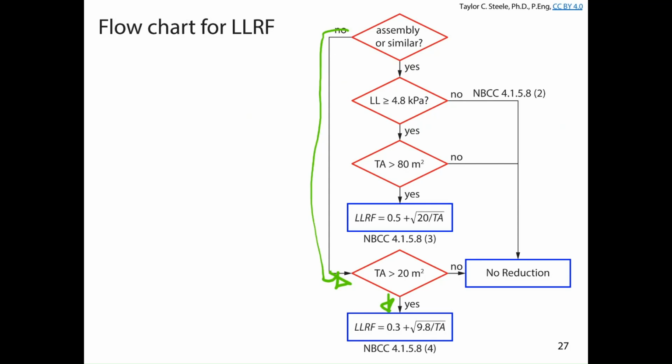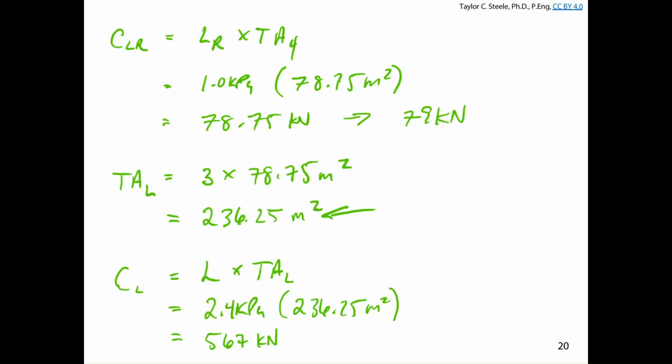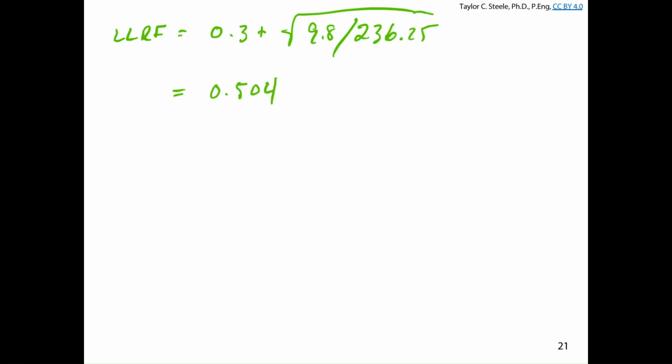Okay, so our tributary area is 236.25. So our live load reduction factor is 0.3 plus the square root of 9.8 over 236.25. And if we do that calculation, we end up with a live load reduction factor of 0.504. Okay, so that's pretty sizable. That means we're only designing for half that force, right? If you were trying to keep costs down, would you not want to consider a reduction of 50%?